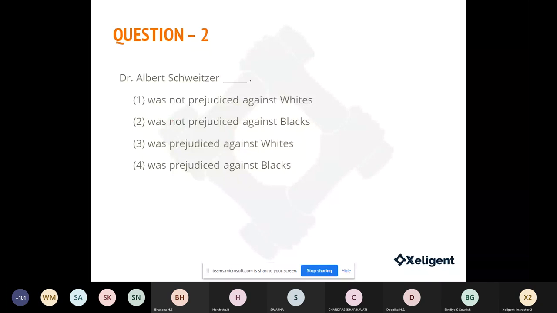So this is an indirect question. You have to read and understand the passage. You have to make inference. So what do you understand from the passage? That's what you're going to give as an answer for this question.